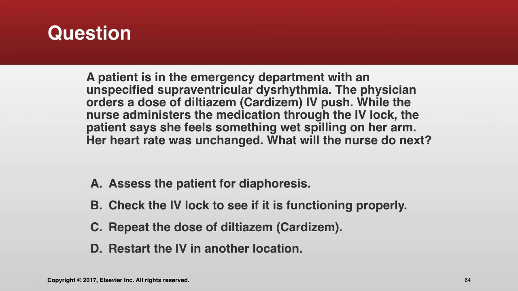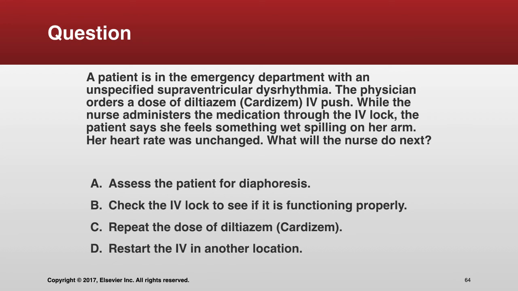Another question. A patient is in the emergency department with an unspecified supraventricular dysrhythmia. The physician orders a dose of diltiazem IV push. While the nurse administers the medication through the IV lock, the patient says she feels something wet spilling on her arm. Her heart rate was unchanged. What will the nurse do next? A. Assess the patient for diaphoresis. B. Check the IV lock to see if it is functioning properly. C. Repeat the dose of diltiazem. Or D. Start the IV in another location.